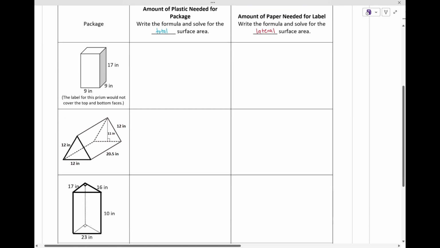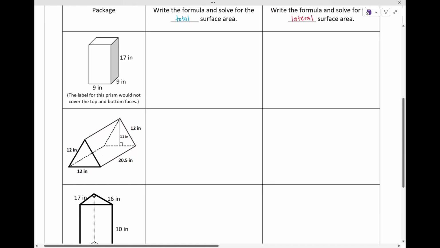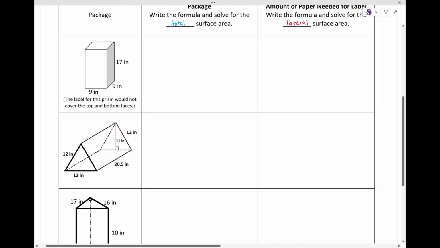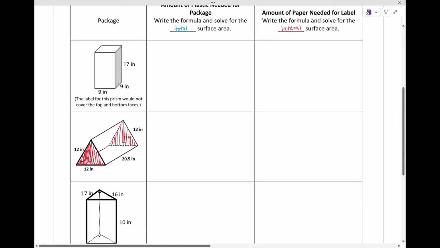Alright, and I'll just set up one problem for you. Why don't we start with, let's do the second one. And you can go back into that first one. So step number one, you got to identify what kind of shape this is. Notice that you have triangles. You got a triangle face here, triangle face in the back, right? So this is a triangular prism. We're going to look for the total surface area. Again, this box is for the total surface area. This box is for lateral.